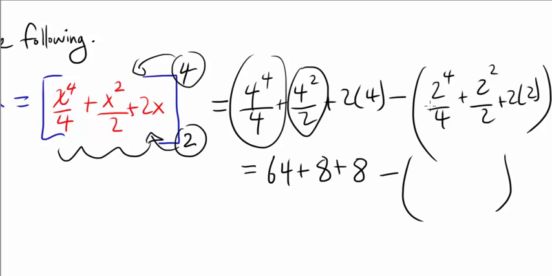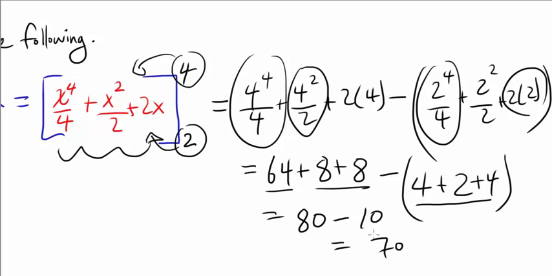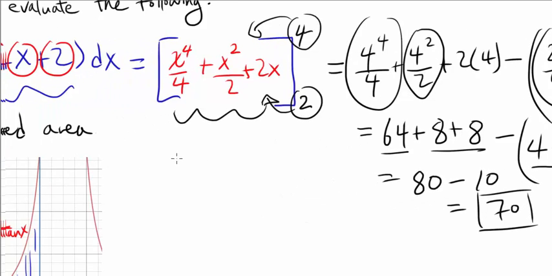And minus, what do we have inside? 2 to the 4th divided by 4 is 16 divided by 4, or 4. 2 squared over 2 gets you 4 divided by 2, or 2. And 2 times 2 gets you 4. And what is this? You've got 64 and 16, so that's 80. And 4 plus 2 plus 4 is 10. So that's 80 minus 10, or 70. That's our answer for the first one.